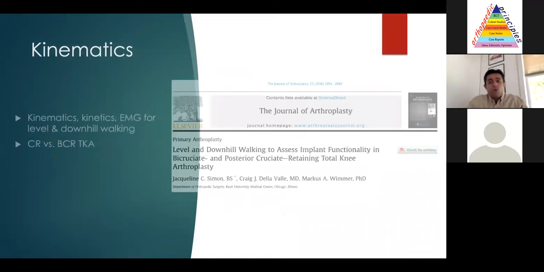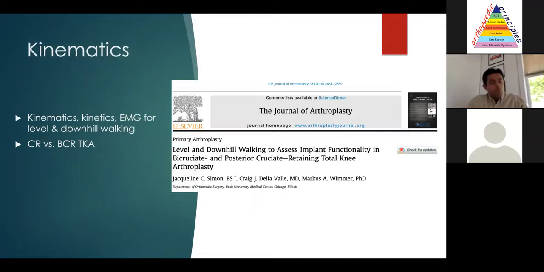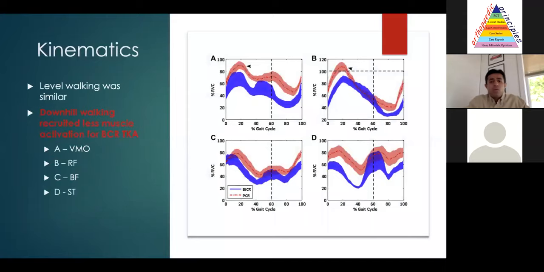Now, this is a study out of Rush in Chicago. What they did was that they looked at the kinetics and the muscle firing, especially with level and downhill walking, with a cruciate retaining and now a bicruciate retaining design. So what's the muscle doing with this? What they found was that when you have level walking, there is a similarity between the bicruciate retaining and the cruciate retaining design. But with downhill walking, there was less muscle activation for the bicruciate retaining design.